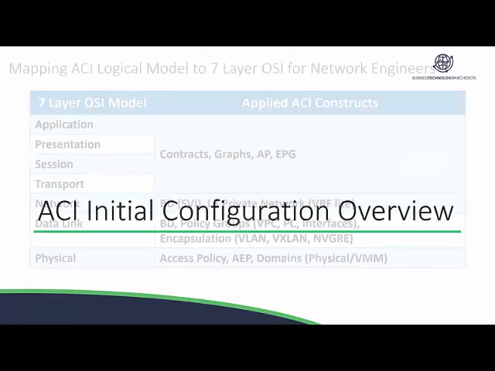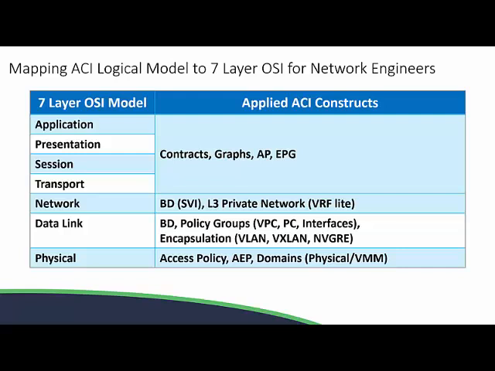The initial configuration overview. Network engineers fully understand the layering concepts of the OSI reference model. While ACI presents a new paradigm, it is still possible to map the constructs of the ACI fabric to the 7-layer OSI reference model architecture. Cisco ACI is not breaking the OSI model, it is transforming it. Let's just put it this way.